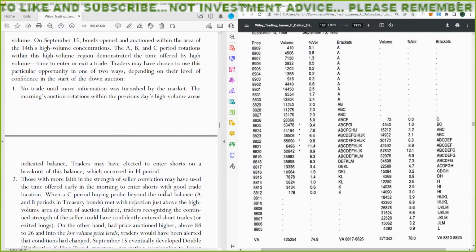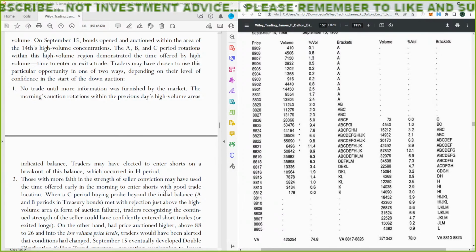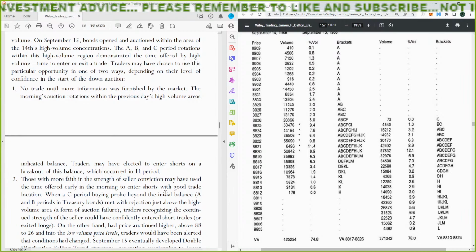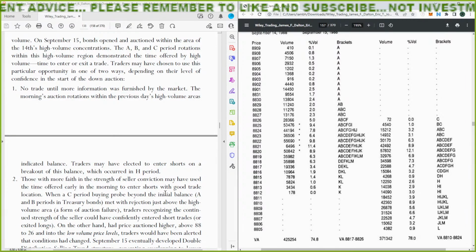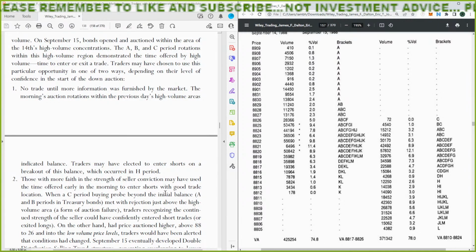One, no trade until more information is furnished by the market. The morning's auction rotations within the previous day's high volume areas indicated balance. Traders may have elected to enter shorts on a breakout of this balance, which occurred in each period.